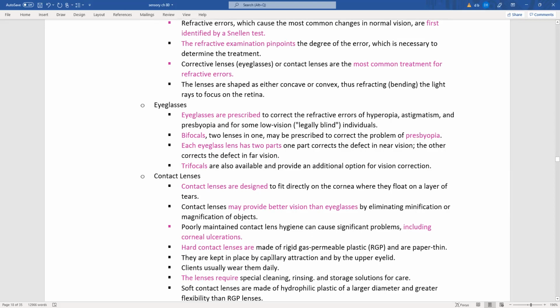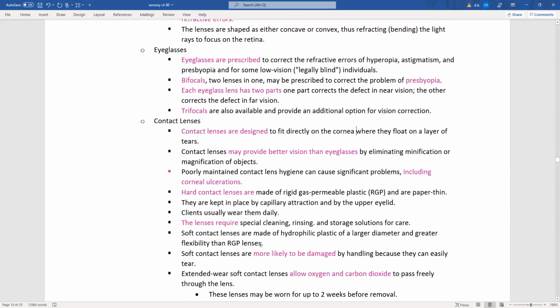Hard contact lenses are made of rigid gas permeable plastic, RGP, and are paper thin. They are kept in place by capillary attraction and by the upper eyelids. Clients usually wear them daily. The lenses require special cleaning, rinsing, and storage solution for care.